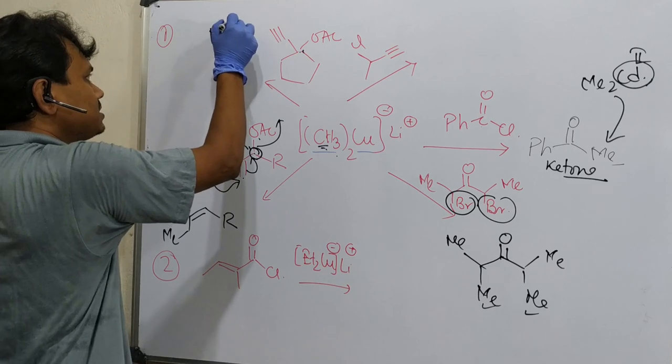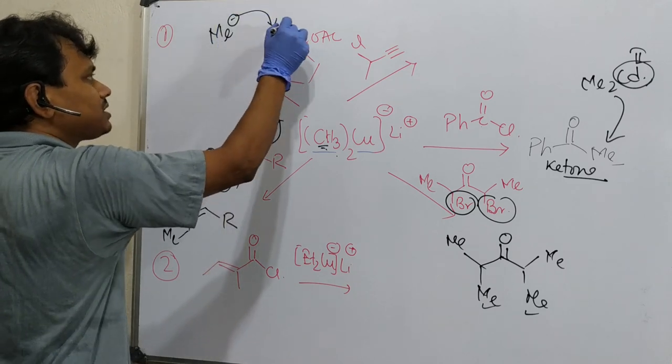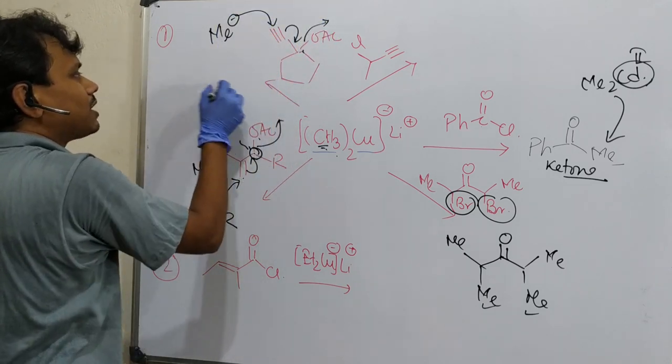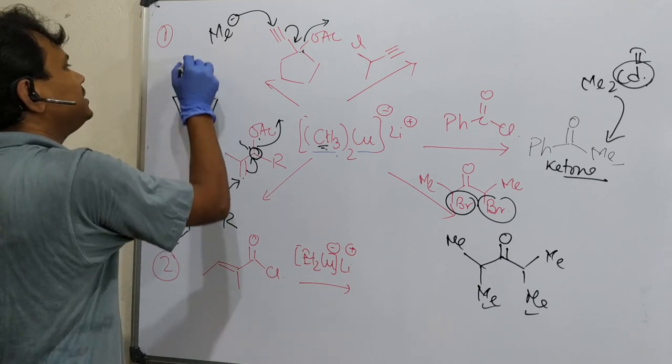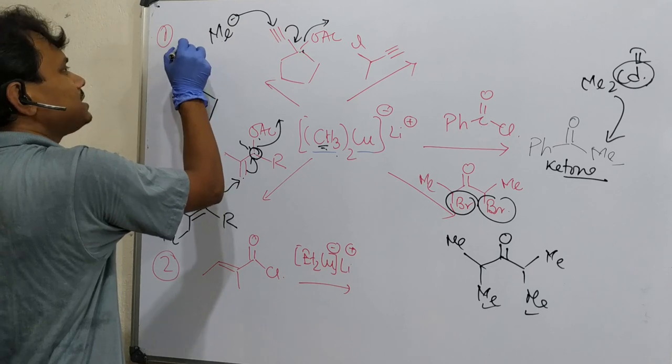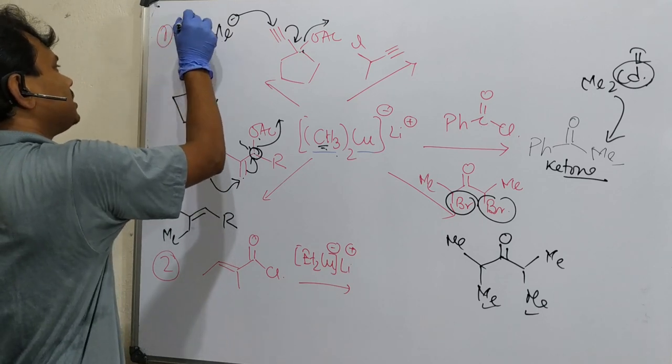What happens? This methyl comes here, it pushes, and it leaves. So ultimately the product is the allene derivative. This is carbon, and this is the methyl.